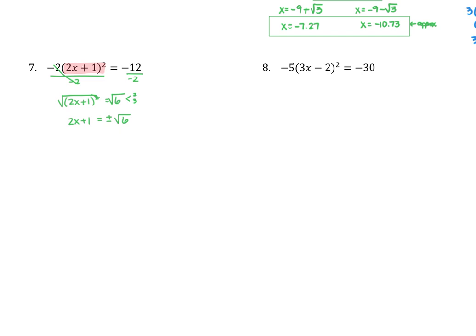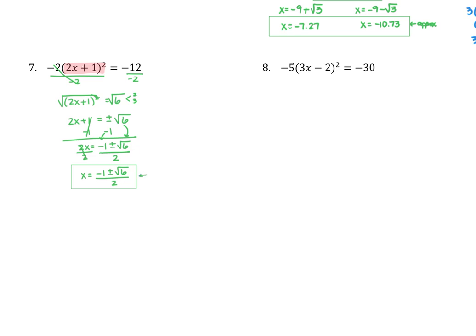Now I'm not done. I have to solve for x. First thing I'm going to do is subtract my 1. That gives me 2x equals -1 plus or minus the square root of 6. Remember that -1 should go in front. The plus or minus goes in the back. Then I have to also divide by 2. The entire thing has to be divided by 2. So that leaves me an exact answer of -1 plus or minus the square root of 6 divided by 2.